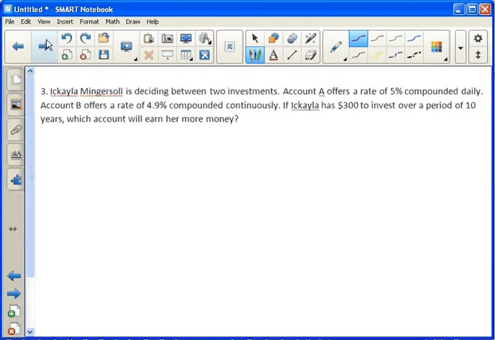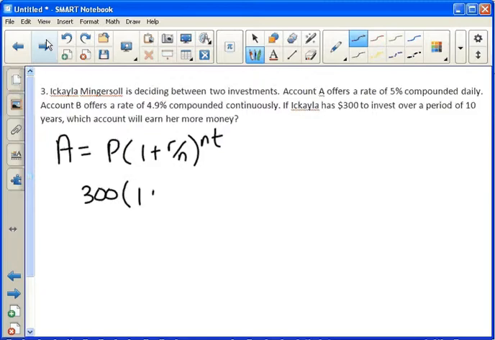Number 3. Akela Ingersoll is deciding between two investments. Account A offers a rate of 5% compounded daily. Account B offers a rate of 4.9% compounded continuously. If she has $300 to invest over 10 years, which account will earn her more money? So remember, for compounded daily, we use the same equation I did on the previous one, where this time our principal is 300, our rate is 5%, we're compounding daily, so that's 365 times a year. And our time is 10 years. So let's go ahead and plug that in and find out what account A gives us.